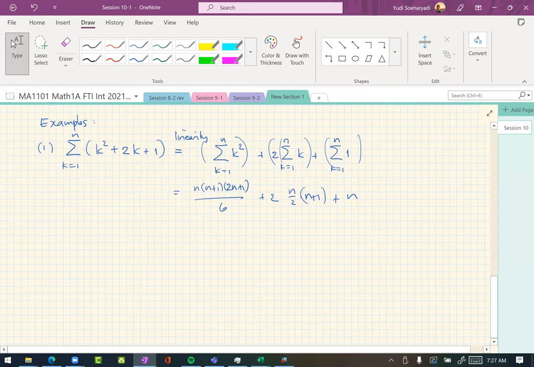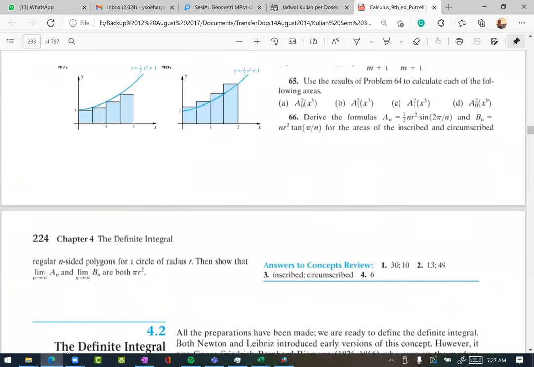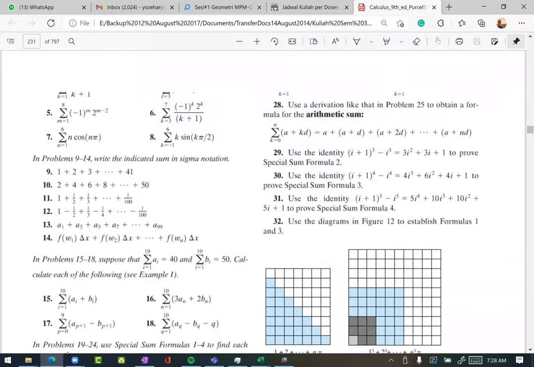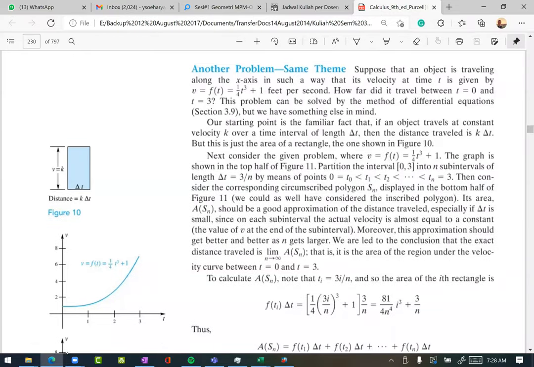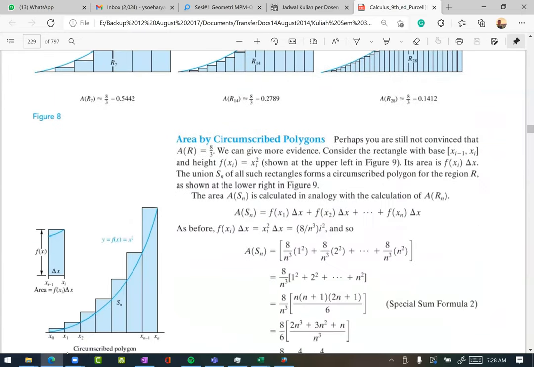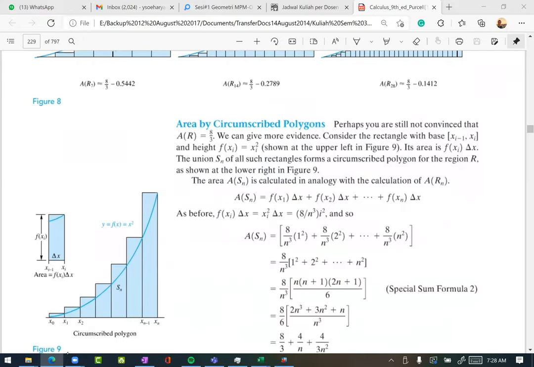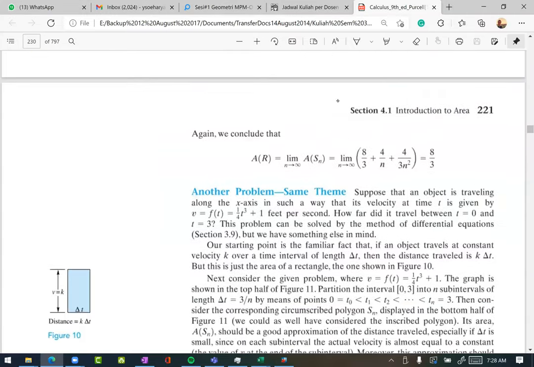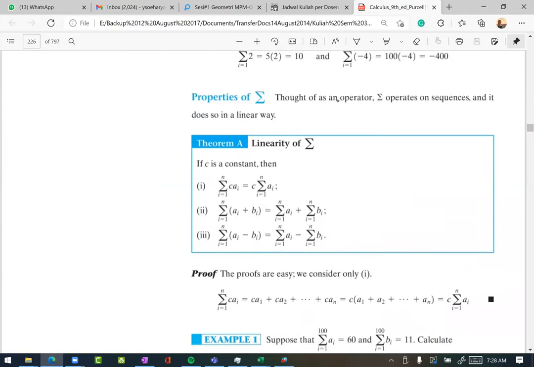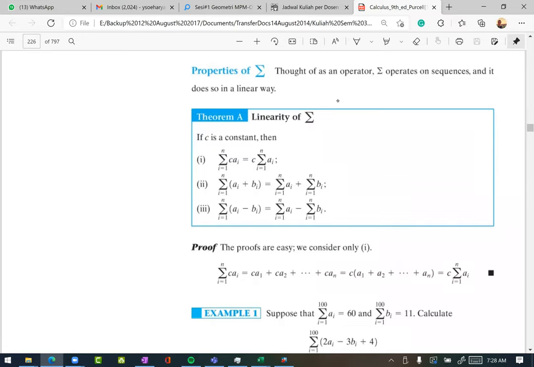Now, let me just show you from the text. Here are the sum notations, and you can do subtractions also.